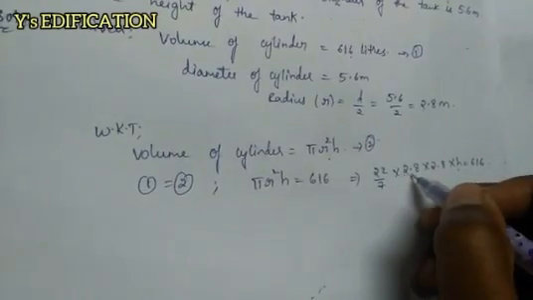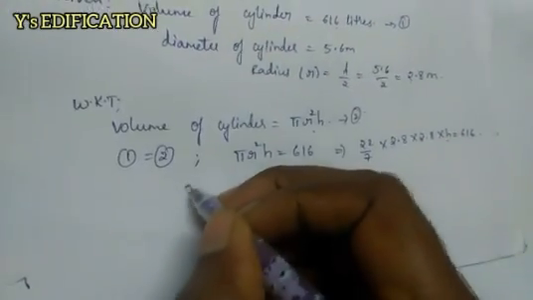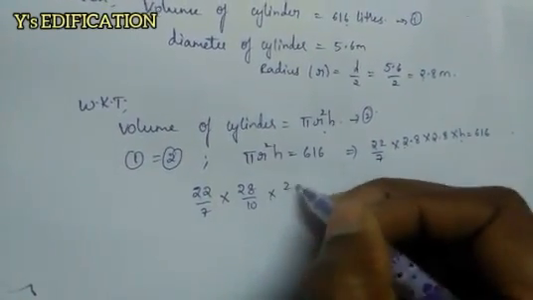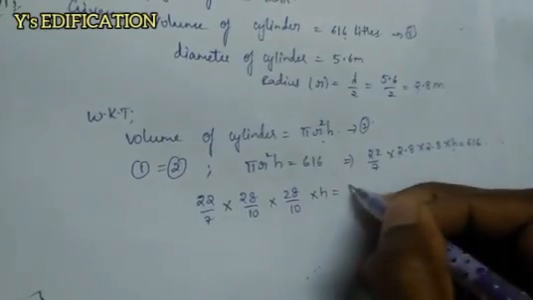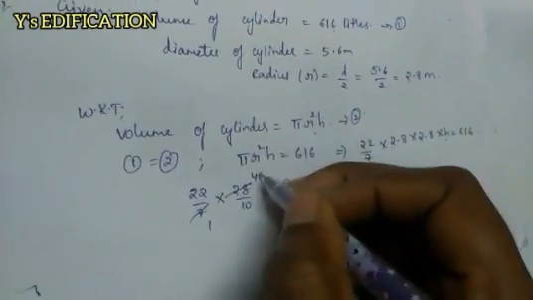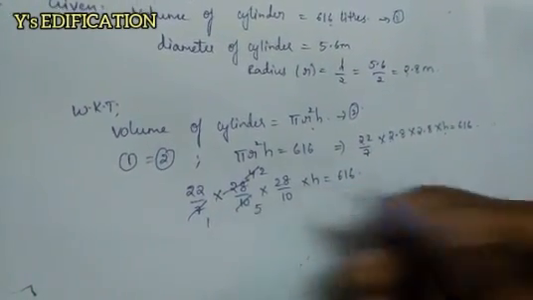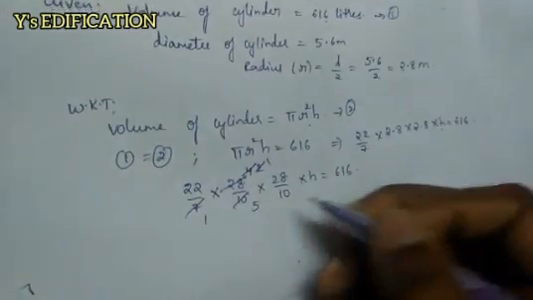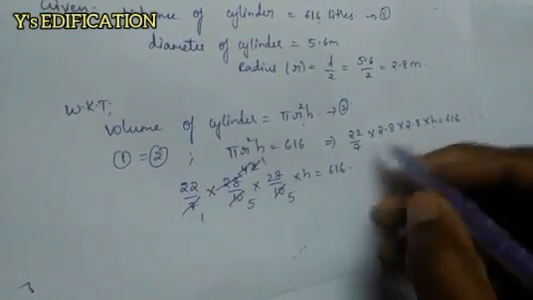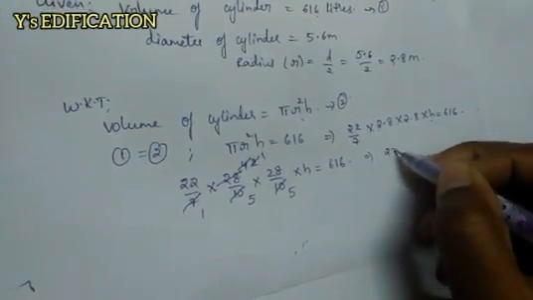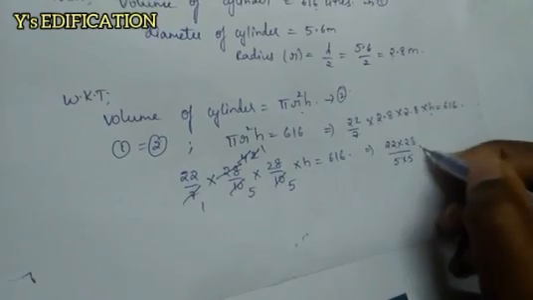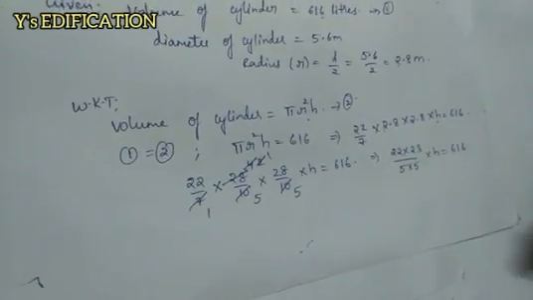And we can write this 2.8 as 28 by 10. That will make the simplification much easier. Okay. Into 28 by 10 into h is equal to 616. Now cancel 7 into 1, 7. 7 4s are 28. 2 2s are 4. 2 5s 10. Okay. 2 1s are 2. 2 5s are 10. So what is the remaining here? 22 into 28 by 5 into 5, into h is equal to 616.